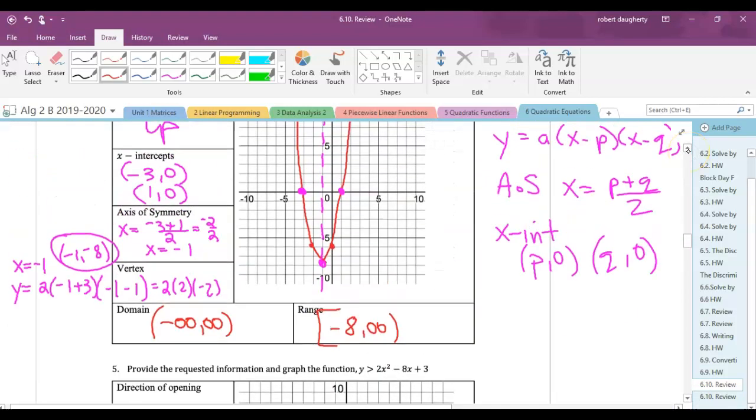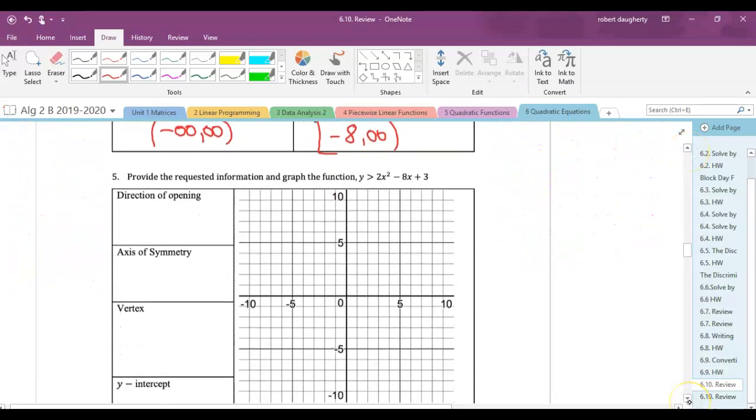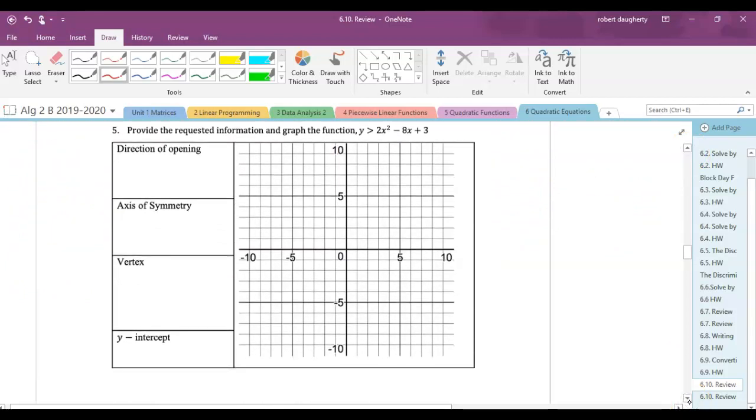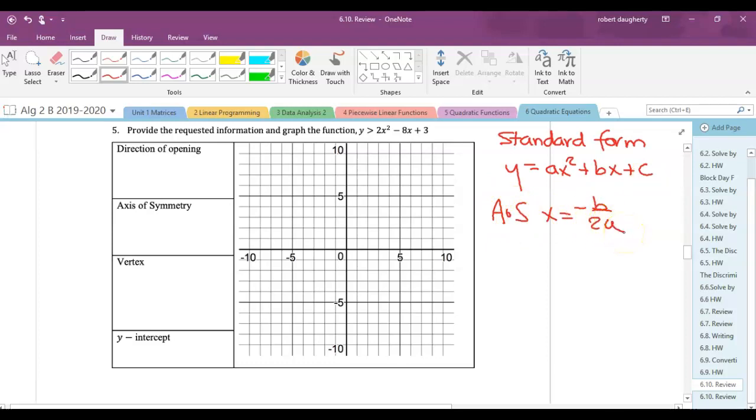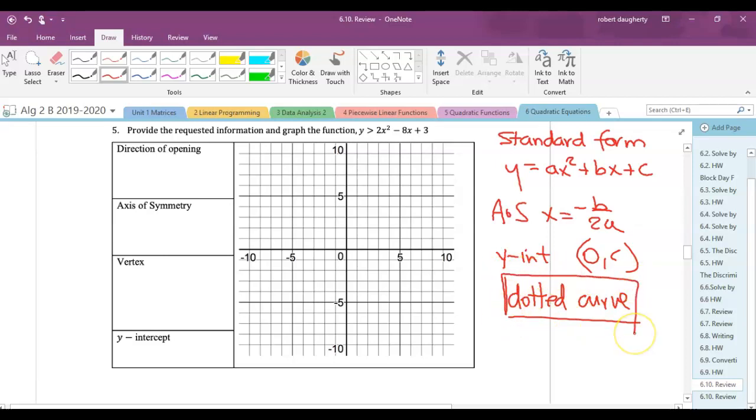Now I see a couple things. I see standard form and I see an inequality, so I've got to handle that. This is in standard form: y equal to ax squared plus bx plus c. The axis of symmetry is x equal -b over 2a. The y-intercept is the point (0, c). And I know that when I draw this, it is going to have a dotted curve because it says greater than, not greater than or equal to.